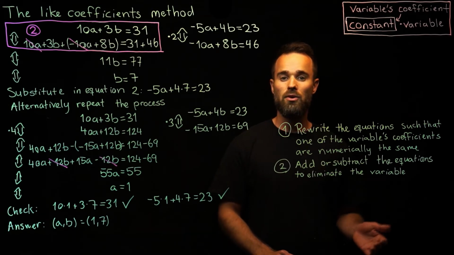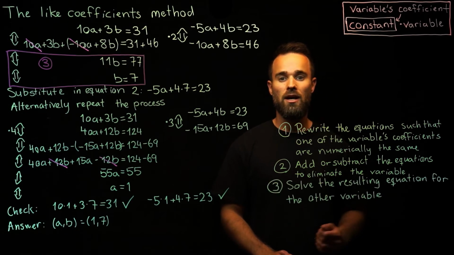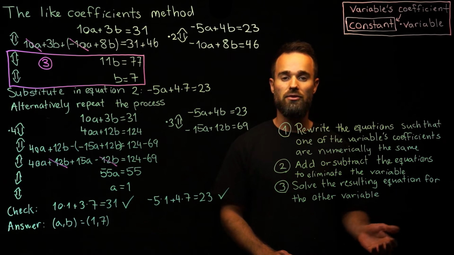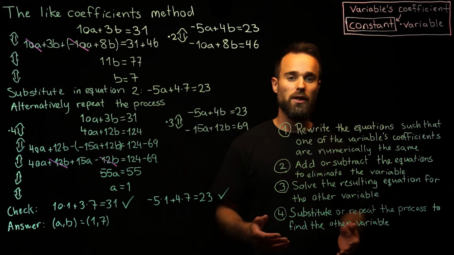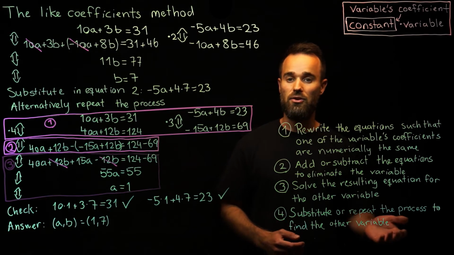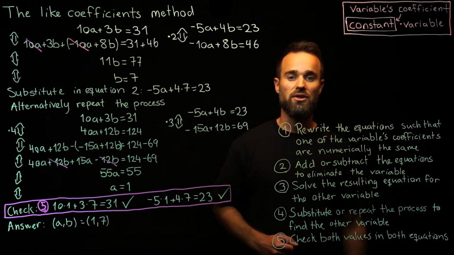2. Add or subtract the equations to eliminate a variable. 3. Solve the resulting equation for the other variable. 4. Substitute or repeat the process to find the first variable. 5. Check both values in both equations.